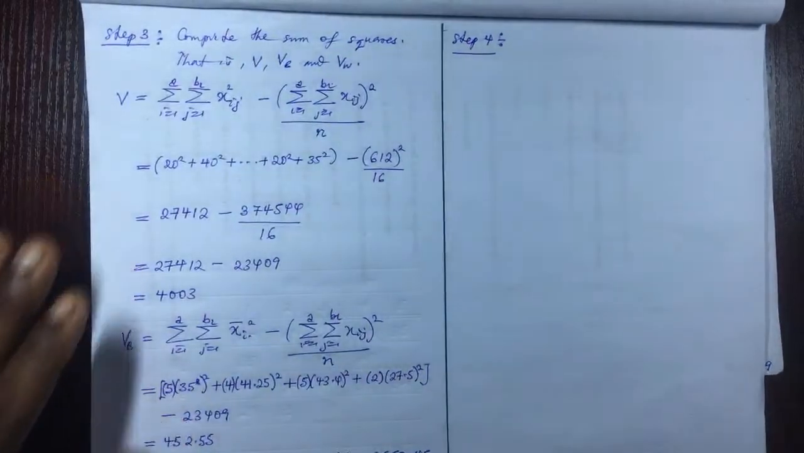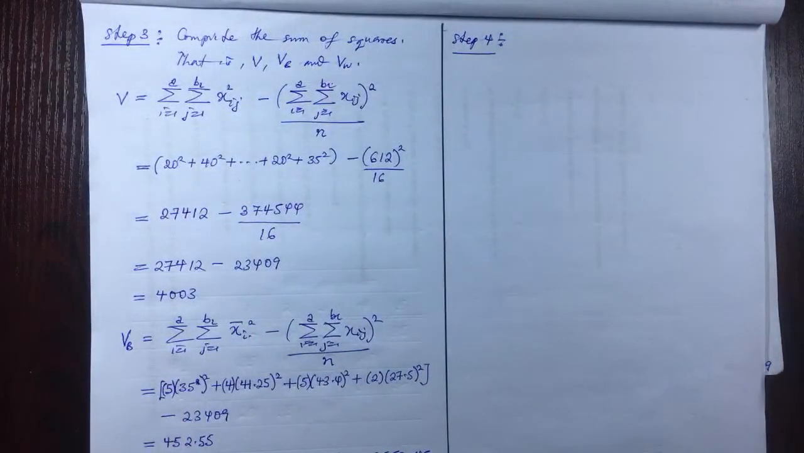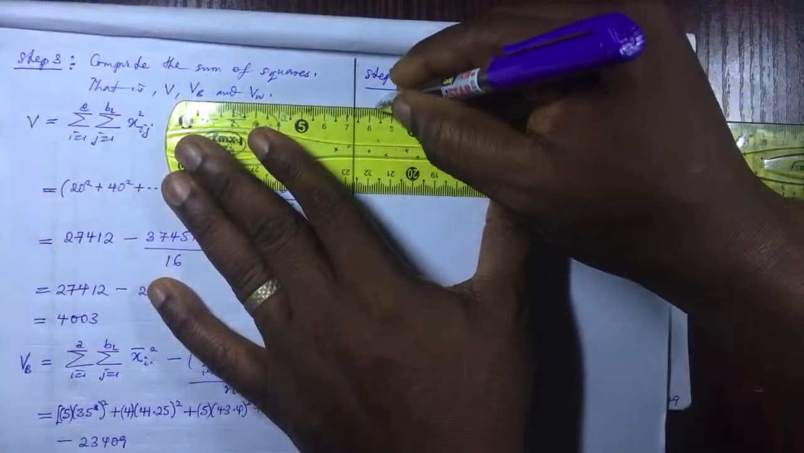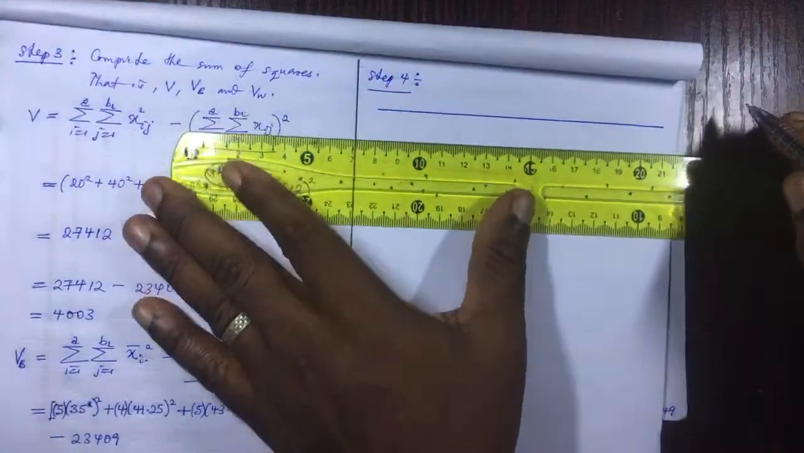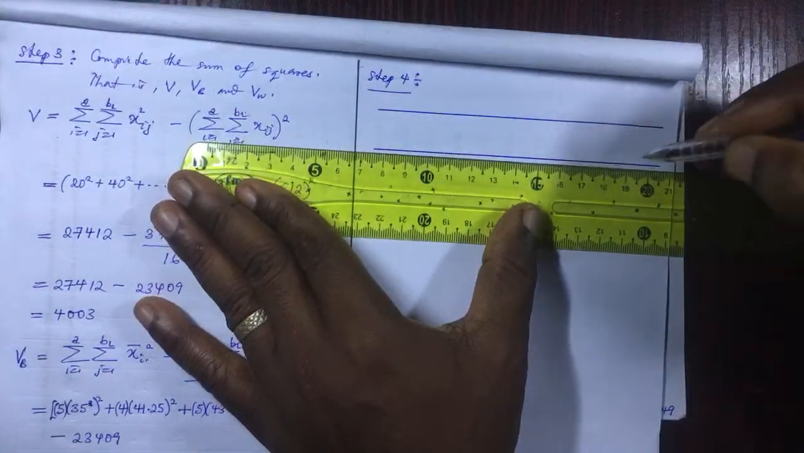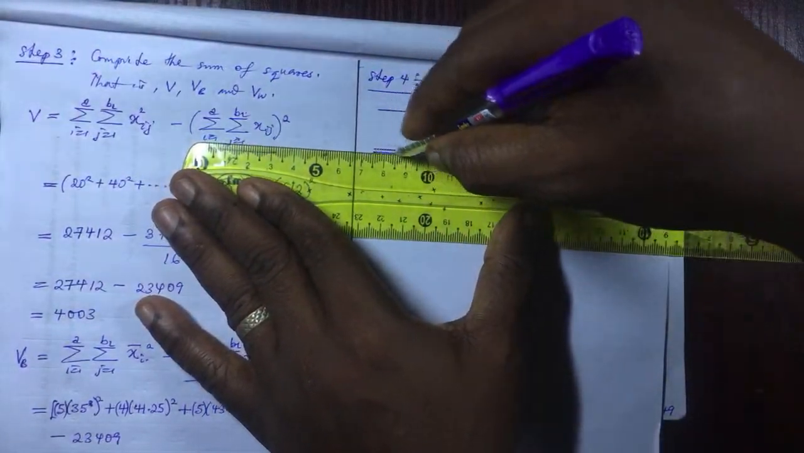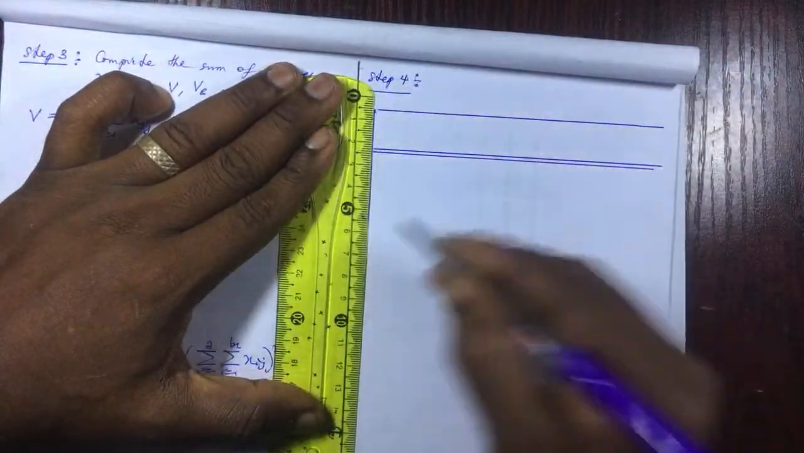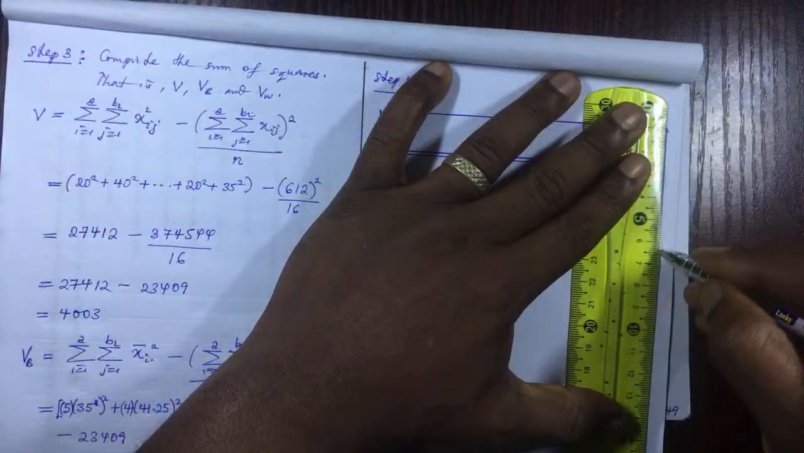In step 4, as usual, you set up your Anova table. So that being said, let us quickly set up our Anova table. Like I told you earlier on, your Anova table contains 5 major columns, and for the one way Anova, 3 major rows, aside the header row.